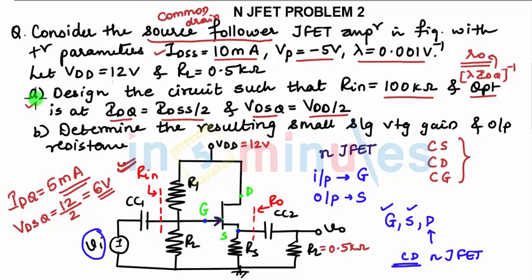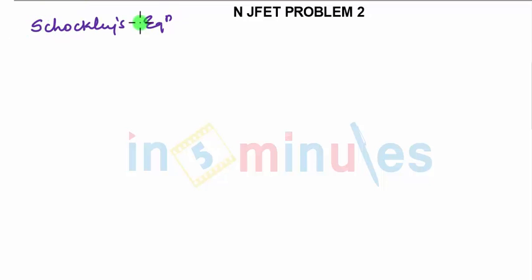First we'll complete the first part, then we'll go for the second part. So we need to design the circuit such that these values are satisfied. That means we need to find the value of RS, R1 and R2. Now to start with the analysis, you know Shockley's equation. It gives the relation between ID and VGS as ID equals IDSS times (1 minus VGS by VP) the whole square.